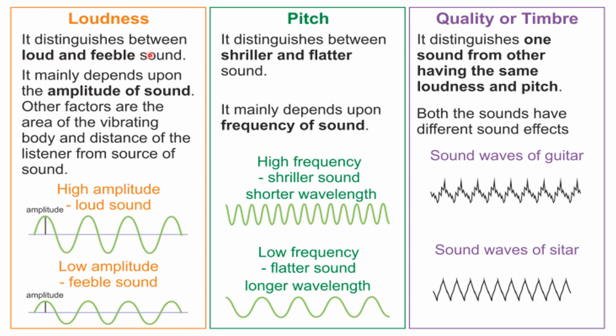Here, it distinguishes between loud and feeble sound. It mainly depends upon the amplitude of sound. Other factors are the area of the vibrating body and the distance of the listener from the source of sound. Amplitude: high amplitude, loud sound; low amplitude, feeble sound.